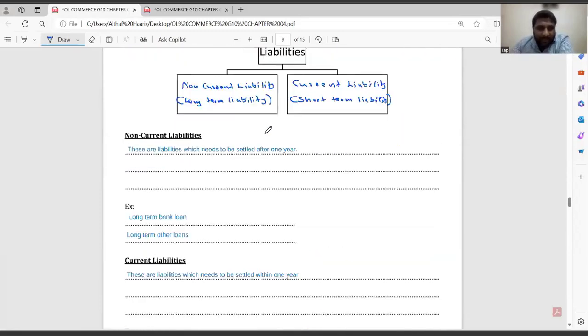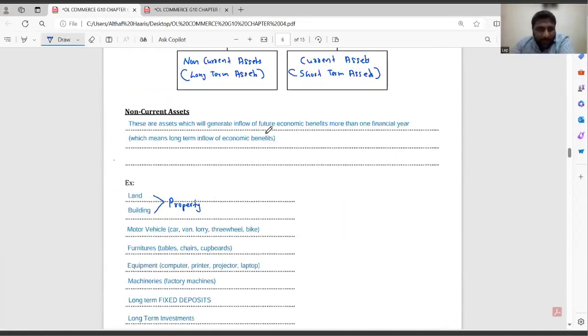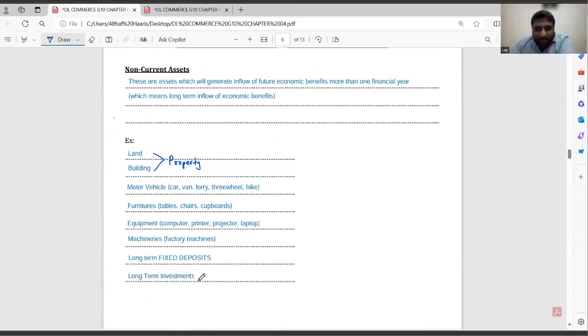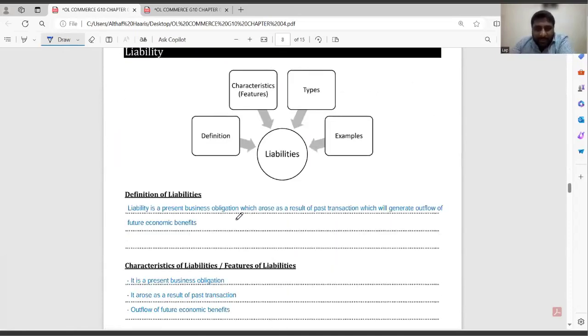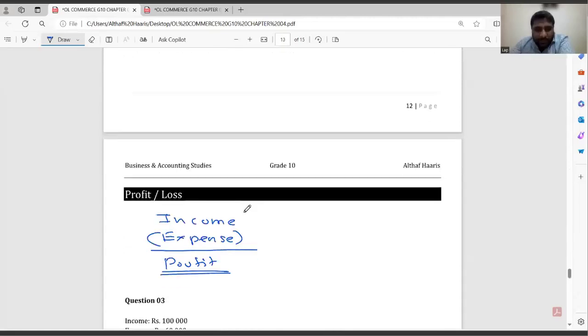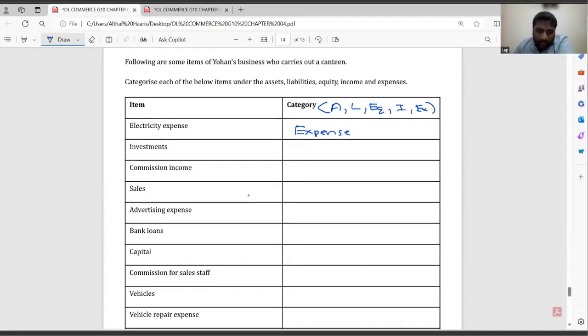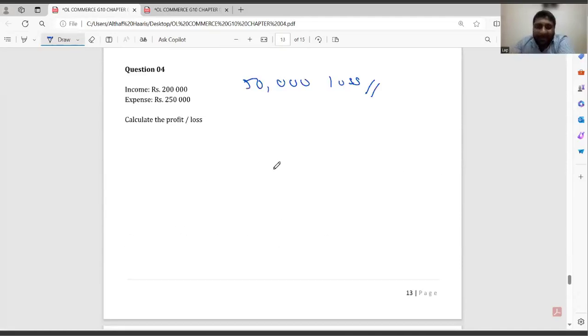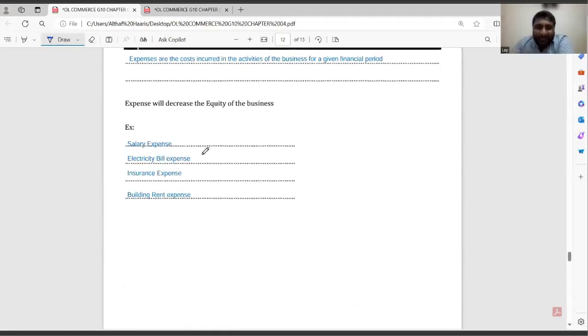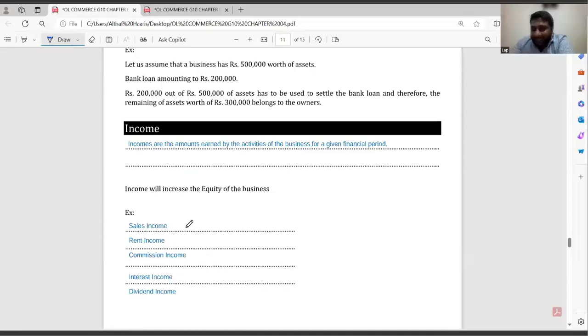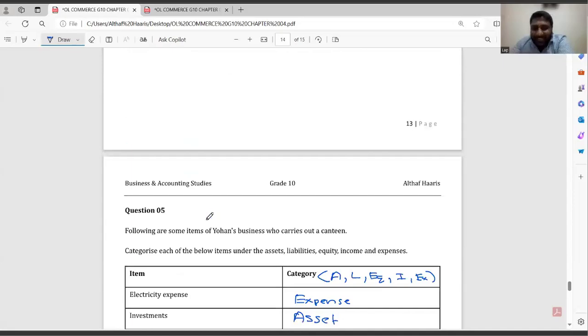Go to the asset. I gave you a lot of examples. Long-term investments, investment asset. The name itself you have. What is that? Income. Sales. Sales is not an asset. Sales income. Sales income.